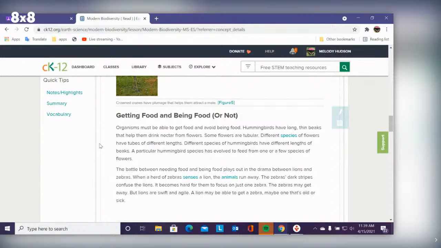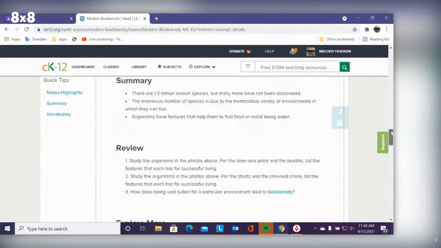The battle between needing food and being food plays out in the drama between lions and zebras. When a herd of zebras senses a lion, the animals run away. The zebra's dark stripes confuse the lions. It becomes hard for them to focus on just one zebra. The zebras might get away, but lions are swift and agile. A lion may be able to get a zebra, maybe one that's older, one that's sick.